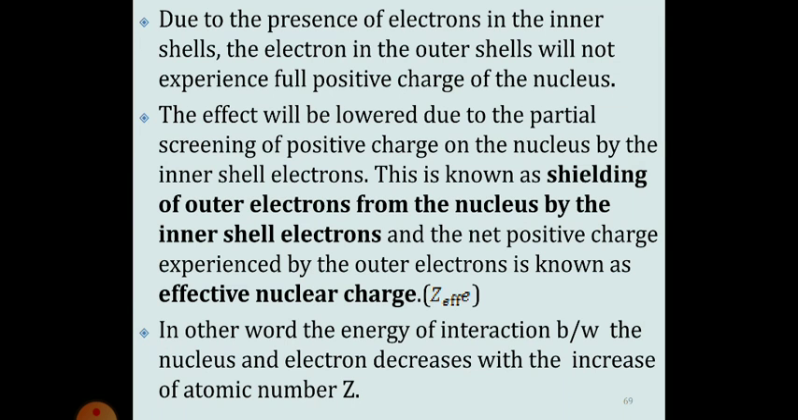Means due to the shielding effect, the atomic size of any atom increases, that is, the atomic radius increases. The net positive charge experienced by the outer electrons is known as the effective nuclear charge, and that is denoted by Z effective. In other words, the energy of interaction between the nucleus and the electron decreases with the increase in atomic number, that is Z.